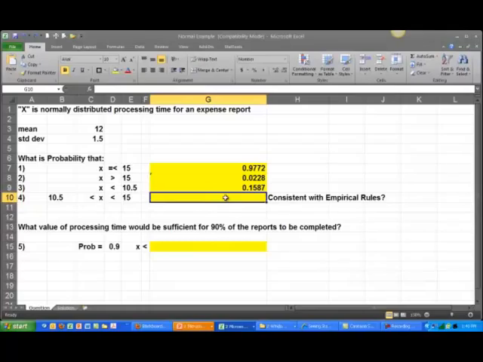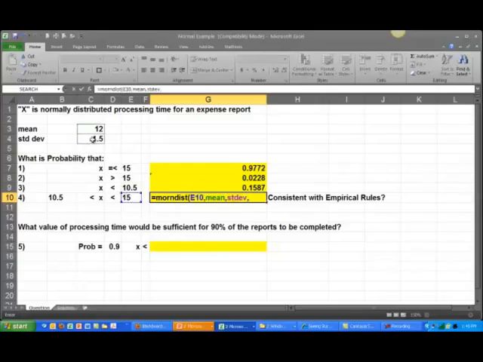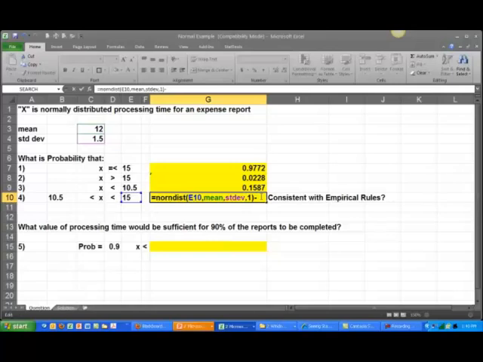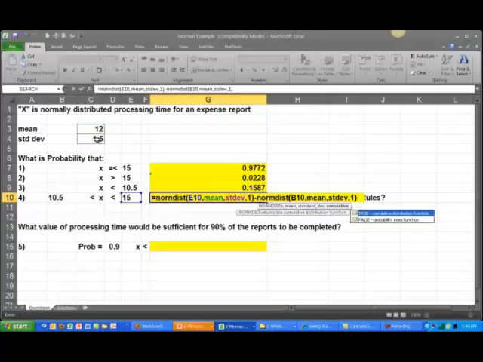So I'll say in Excel, equals norm dist of my larger value 15, comma 12, comma 1.5, comma 1, minus, oh, by the way, it's really important that you spell these things correctly. That should be norm dist with an N. Minus norm dist of my smaller value, 10.5, comma 12, comma 1.5, comma 1.